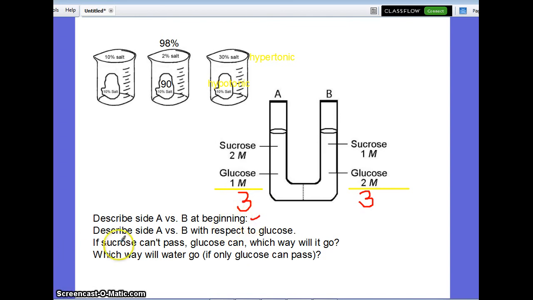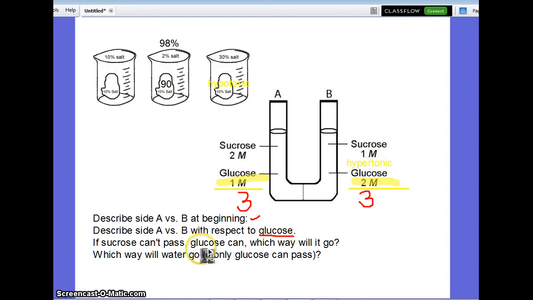Now here's a second kind of question they can ask you. Describe side A to side B with respect to glucose. So this time they specifically want you to just look at the glucose and ignore everything else. So if we do that, you're going to see that side B has more glucose than side A. Therefore, side B is hypertonic with respect to glucose.